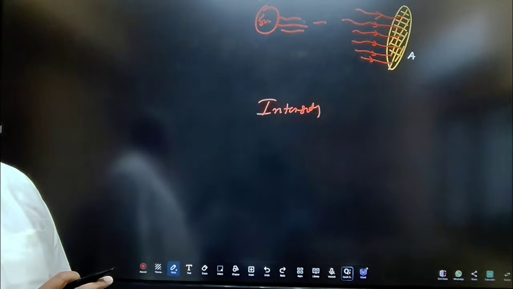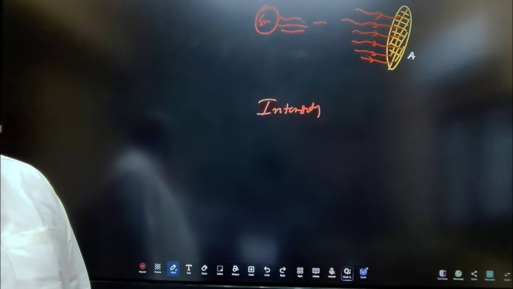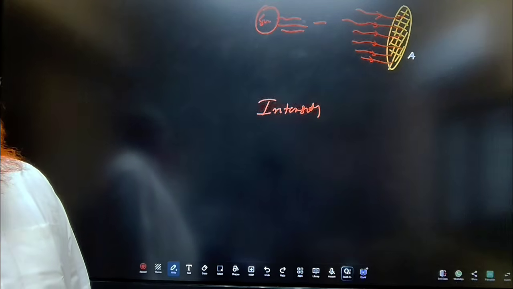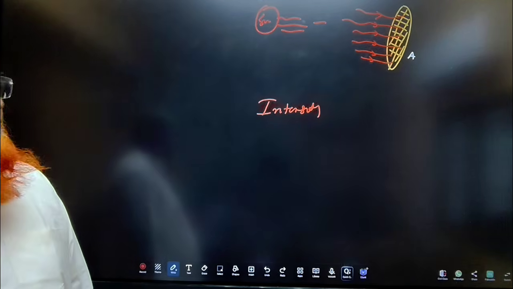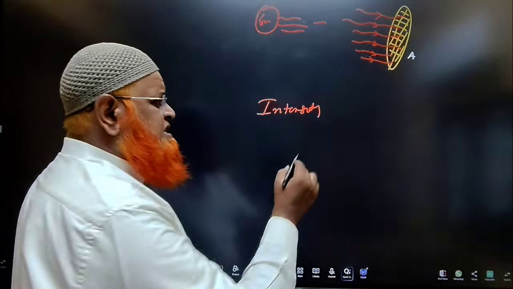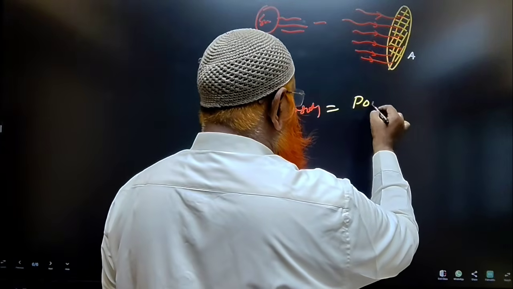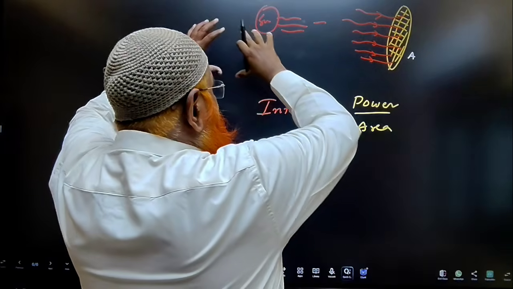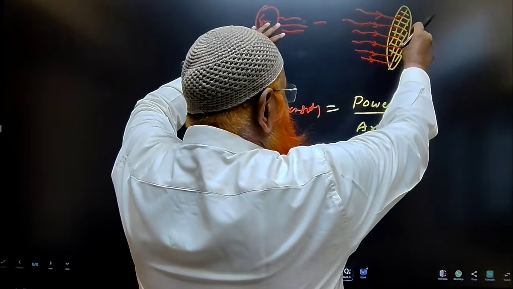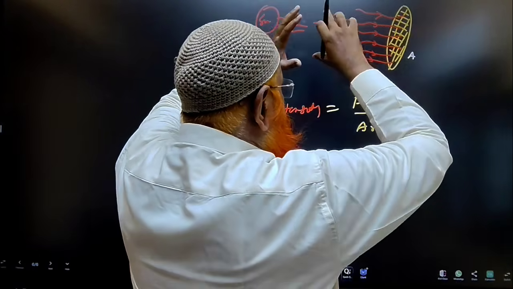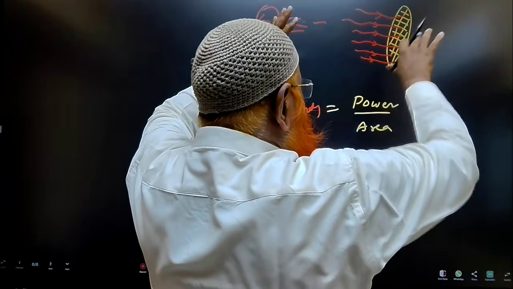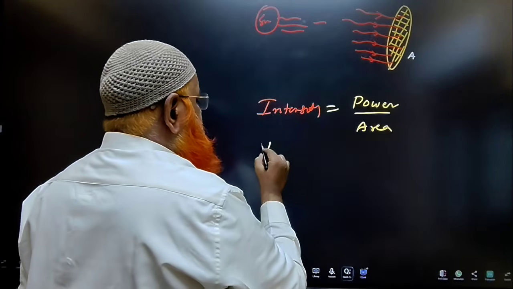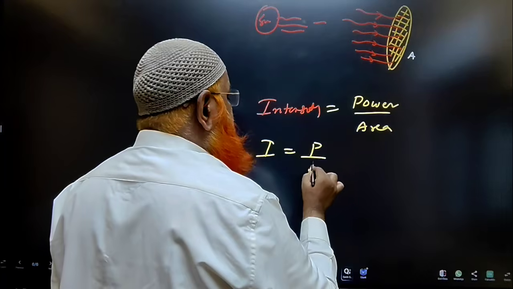Very important formula, intensity. The wave optics intensity formula is there for polarization also. There also intensity will come. See, what is the intensity here? Intensity means power by area. Whenever light falls on a certain surface whose area is A, the power passing per unit area is called intensity. So intensity means just power by area.